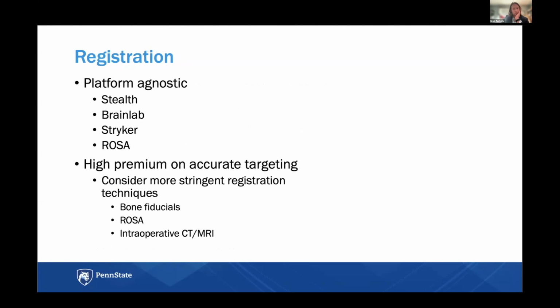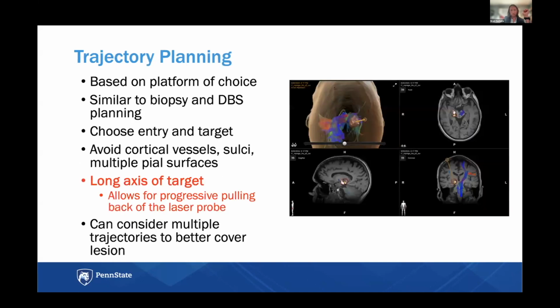So again, registration is really platform agnostic. It doesn't matter. You use what you're comfortable with. You don't have to change your workflow. There's a high premium on accurate targeting. And so you may want to consider more stringent registration techniques, whether that's with bone fiducials, intraoperative imaging, a robotic system, but certainly what you're comfortable with works.